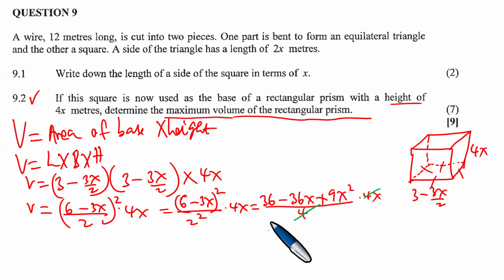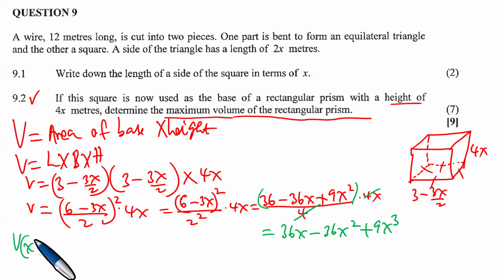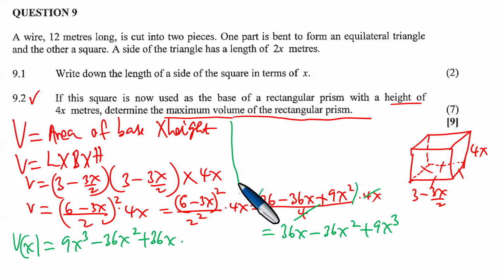Now these 4s cancel out, and we do further manipulation by multiplication through, what you call distribution, in the numerator. What we then get is 36x minus 36x squared, plus you multiply x by 9x squared, you get 9x cubed. This is what we have. We are interested in finding something. So this is V of x, which is 9x cubed minus 36x squared plus 36x. In the end, we want to find the derivative of this, V prime of x.